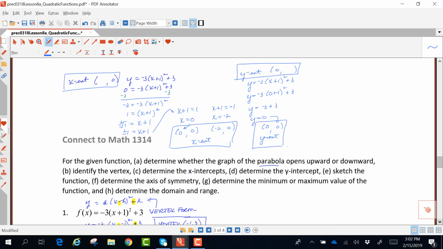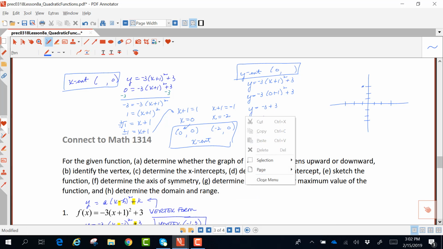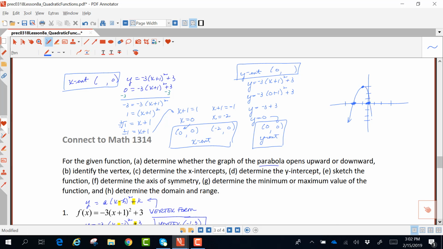I am also asked to sketch this function. This is not always easy on a tablet. I will do my best. My vertex is the point (-1, 3). My x-intercepts occur at the origin and the point (-2, 0). My y-intercept is also the origin, and I know my parabola opens down. There's a rough sketch of my parabola, also the graph of the quadratic equation.